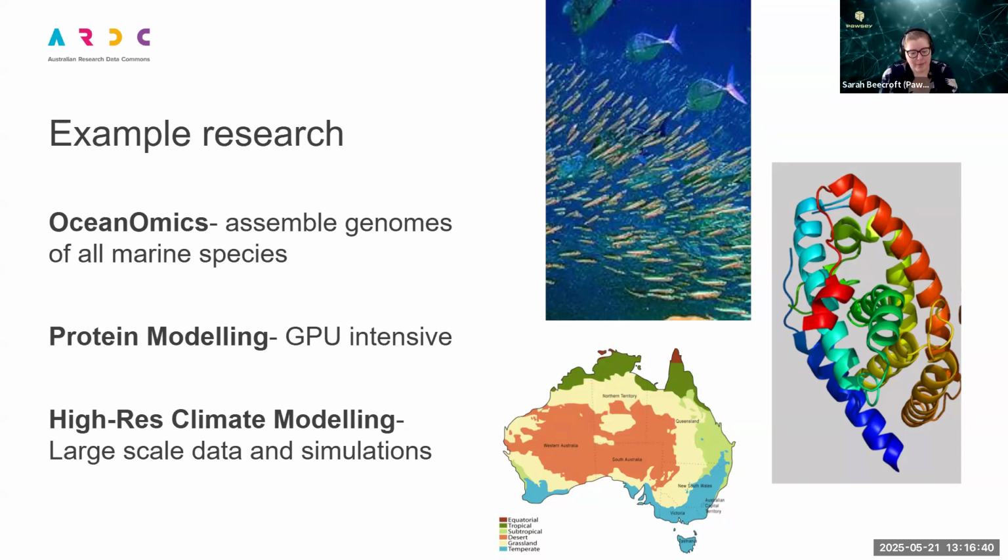Another one is really high-res climate modeling. So particularly this group is doing large-scale simulations of the southwest of Western Australia. So the southwest has all of the touristy towns. It has these beautiful forests near Margaret River, and they're all at big risk because of climate change. And so having that really high resolution map is very important for Western Australia.